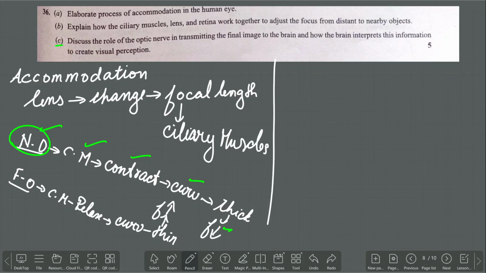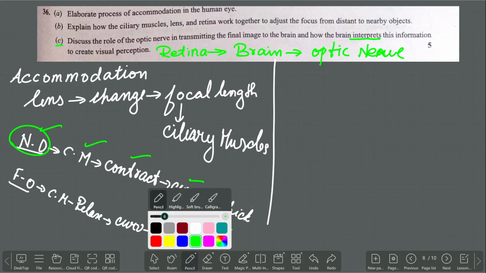Next, question C. Discuss the role of the optic nerve in transmitting the final image to the brain. So what role does the optic nerve have here? Whatever objects we are seeing will be falling on the retina. These signals will be transmitted to the brain via the optic nerve. Clear? So the signals are transmitted from the retina to the brain through the optic nerve.